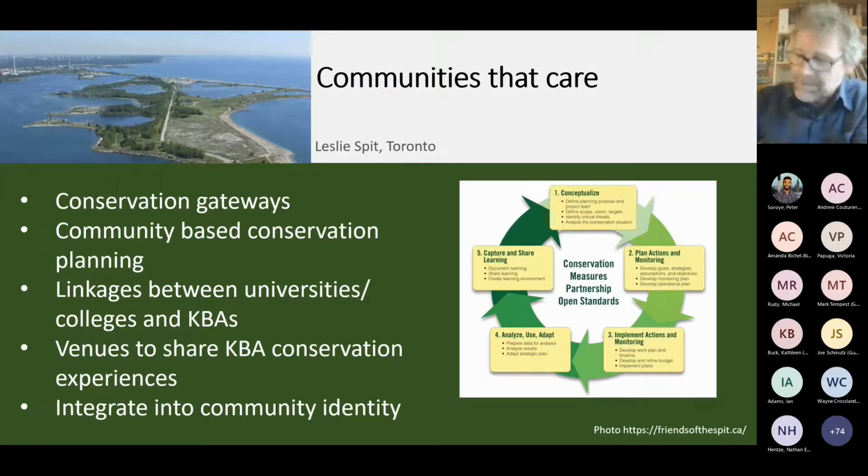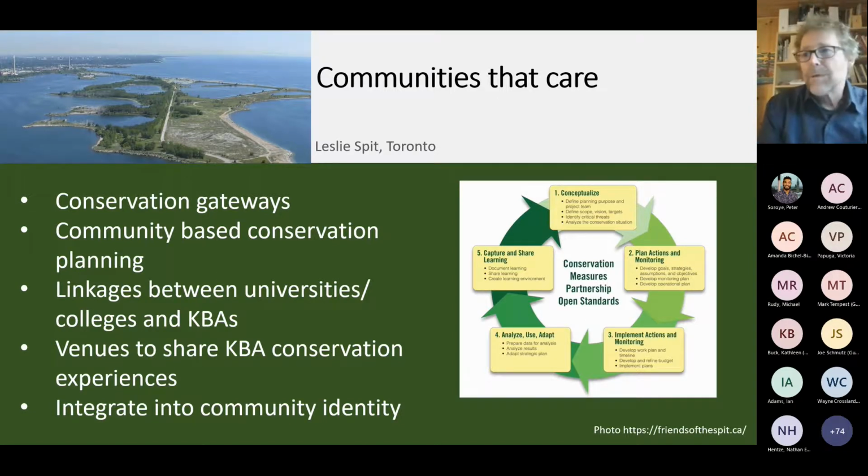And finally, and perhaps most importantly, KBAs can help to rally a community that cares. KBAs in southern Canada, particularly those in and near urban areas, can serve as gateways to help people connect with nature and learn about globally and nationally important species and ecosystems in their backyard and in their country.